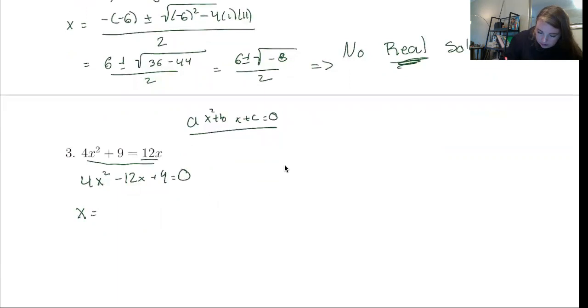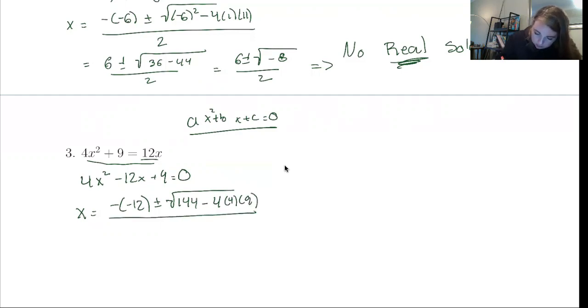So x equals negative 12 plus or minus the square root of 12 squared, or negative 12 squared is 144, minus 4 times 9, over 2 times 4. So now x equals 12 plus or minus the square root of 144 minus 144 over 8.